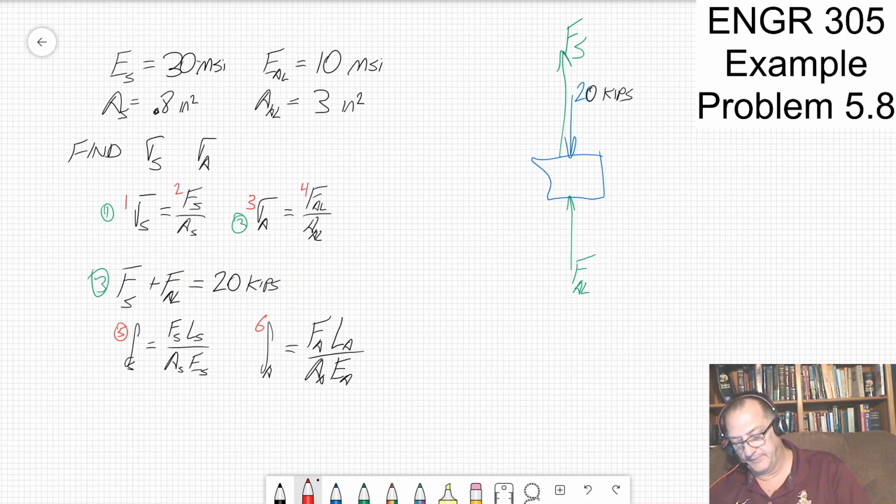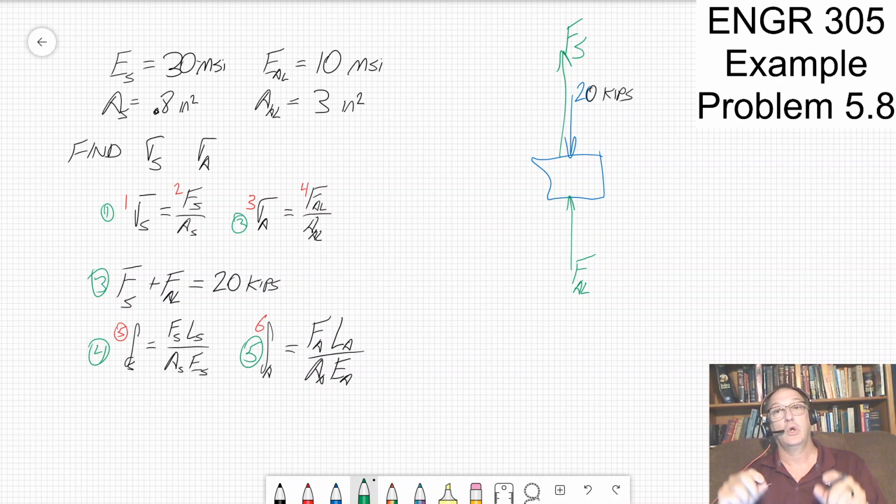Didn't mean to circle them. But I did add equations 4 and 5. And if you remember example 7, what do we know? Well, we need to know one more thing.